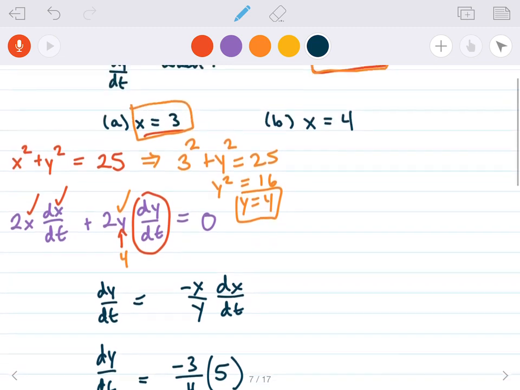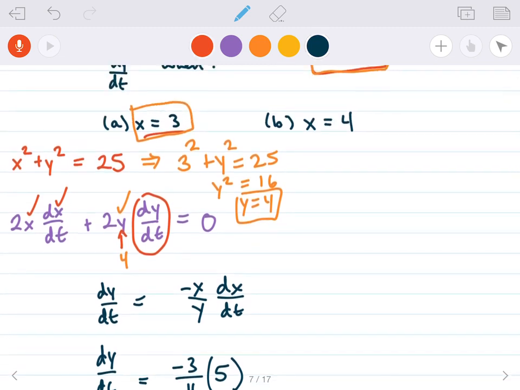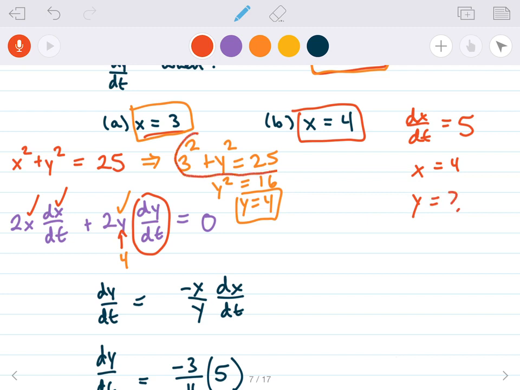Now for x equals 4, y is also going to change here. So we still know dx dt is still going to be 5, whatever the units are. X is going to be 4. Y is going to be, well, again, we're just using this relationship here that says that x squared plus y squared equals 25. Y squared equals 9, therefore y has to equal 3 in this case.